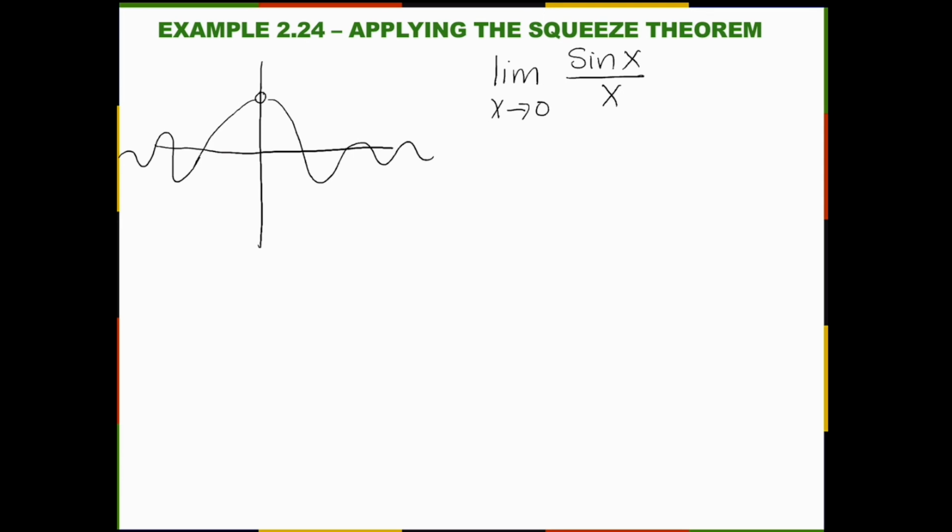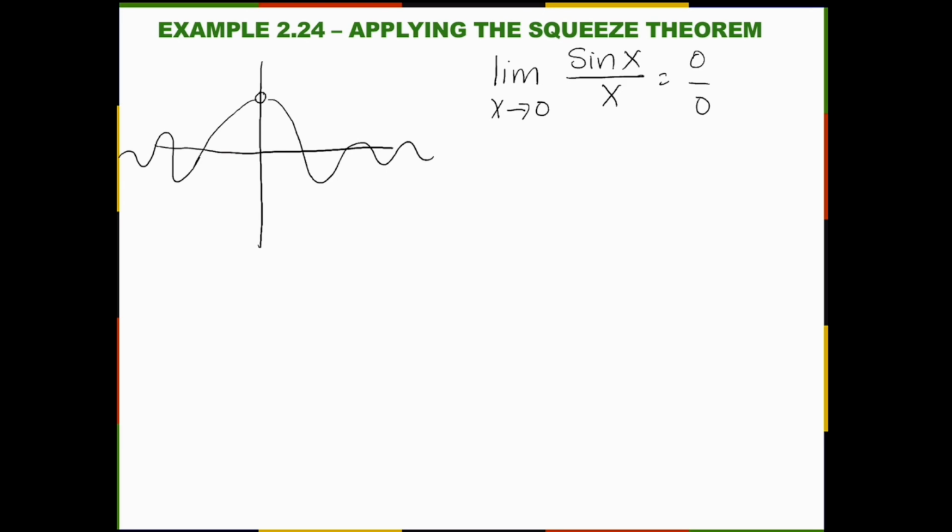Okay, so we want to find the limit as x approaches 0 of the function sine x over x. We cannot use direct substitution here. I can't plug in 0 for x because I get sine of 0, which is 0, divided by 0. So we get that indeterminate form of 0 over 0. There's nothing I can do with this in terms of algebraic manipulation. So this is a good example of how we can use the squeeze theorem.